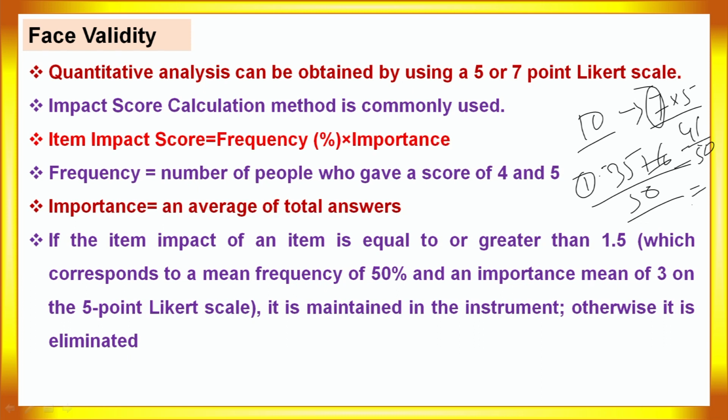Okay. So, if you calculate this 41 by 50, it will give you 0.82, then 0.82 into your frequency, which was 7, then your impact score will be 5.74. Okay. So, it is a simple formula for calculating this impact score.